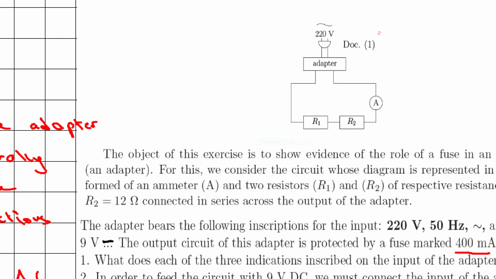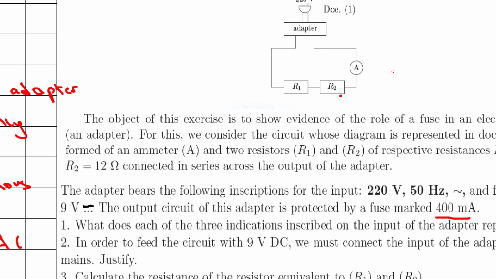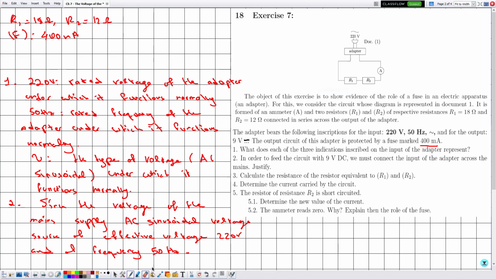And in this case, the adapter will function normally. When it's functioning normally, the output will be a 9 volts DC voltage. Now in number 3, they are telling us to calculate the resistance of the resistor equivalent to R1 and R2. So notice that in this case R1 and R2 are in series.